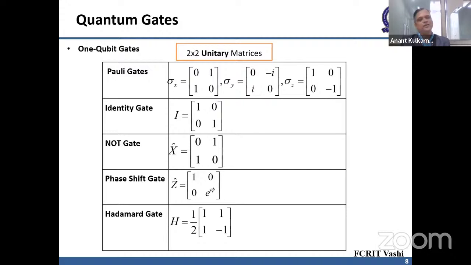Then is the identity gate, or that unit matrix. The NOT gate is represented as 0 1 or 1 0. That is rotation around the x-axis. Then the phase shift gate: the magnitude will not be changed, only the phase will be changed.